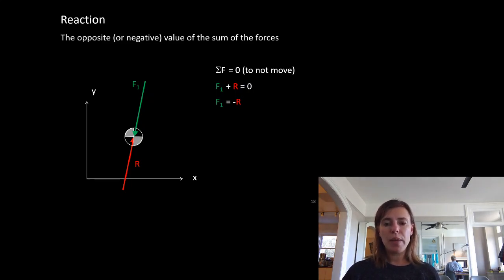I'm going to try to be as consistent as I can, at least in these slides here, where our applied loads are drawn in green and our reactions are drawn in red, just to kind of help us understand what we're talking about.